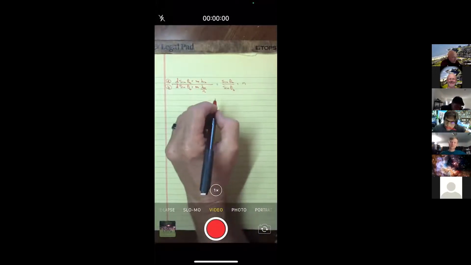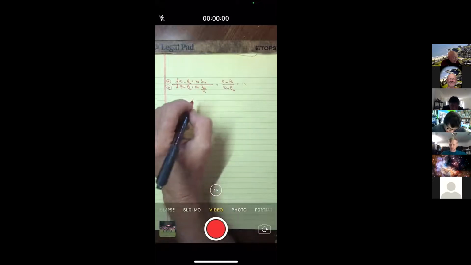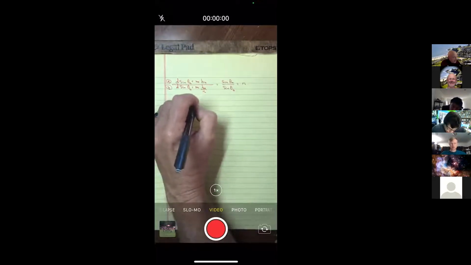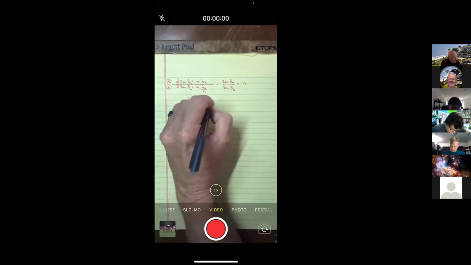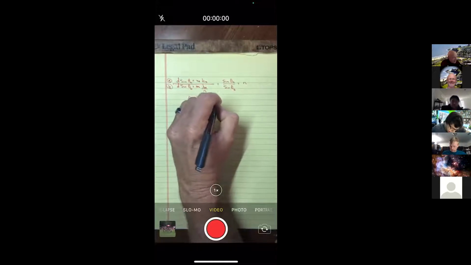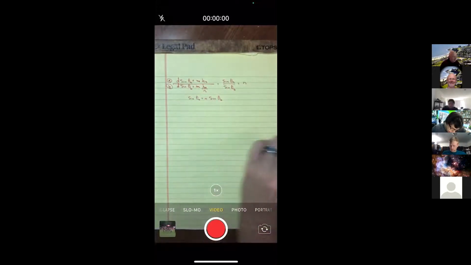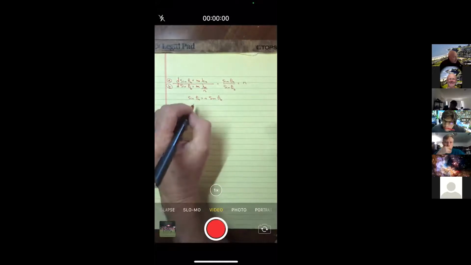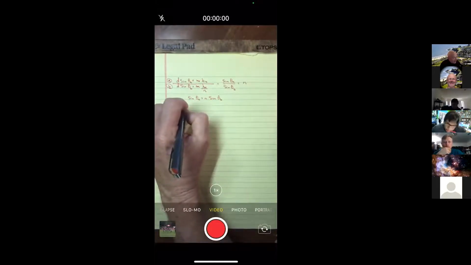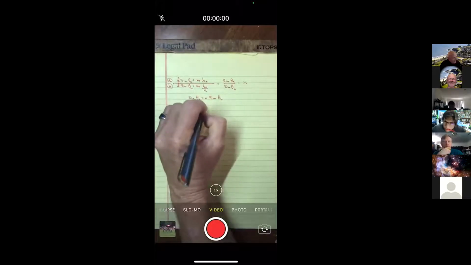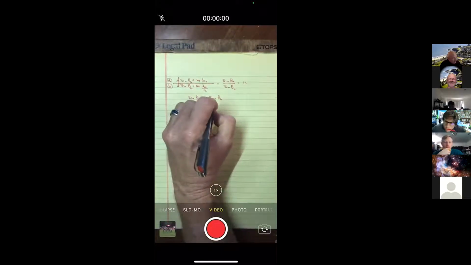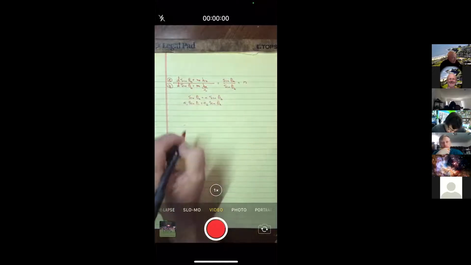If you rewrite it without a fraction, this would be sine theta A equals n sine theta B. And I guess I'd say that's the proof, because Snell's law, or the law of refraction, looks like this. N1 sine theta 1 is equal to N2 sine theta 2.